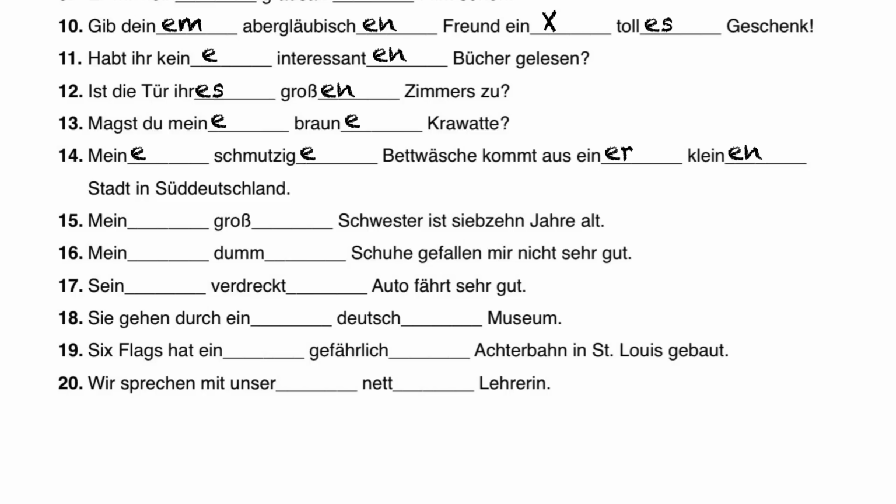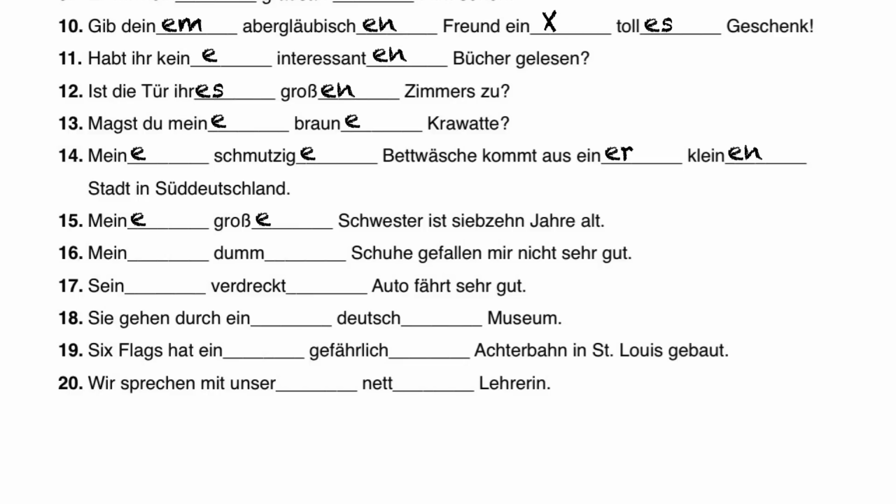Nummer 15. Blank blank Schwester ist 17 Jahre alt. My older sister is 17 years old. Here we have Schwester as the subject, which is a feminine noun. In the nominative case, we have ein-words ending in e for the feminine, and also the adjective then would take an e as well. Meine große Schwester ist 17 Jahre alt.